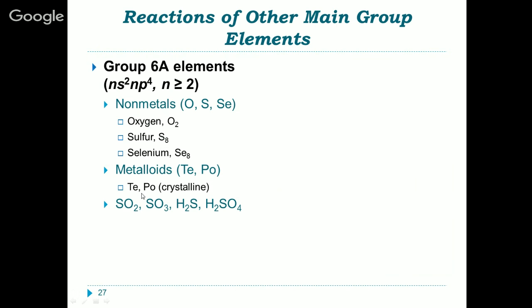Our metalloids are tellurium and polonium. Polonium is actually radioactive, so we don't study that a whole lot. And there is a more complicated crystalline structure here.